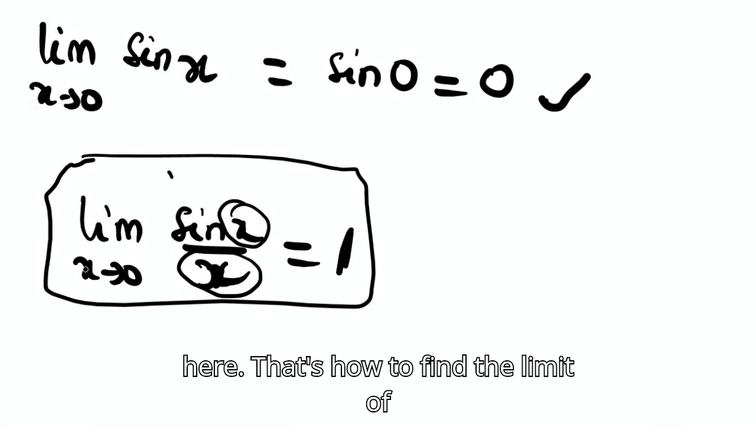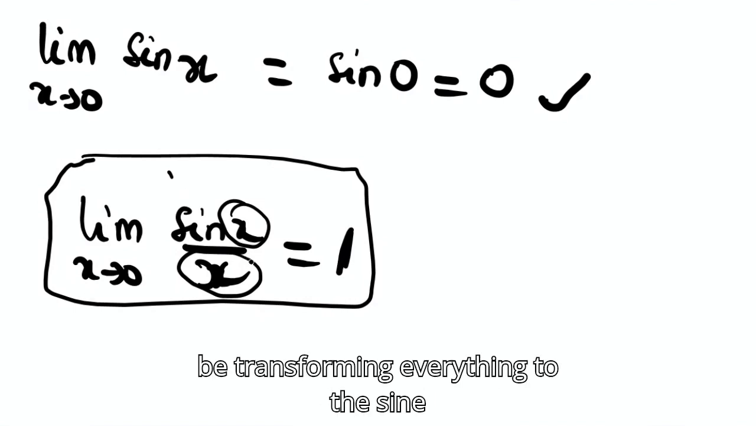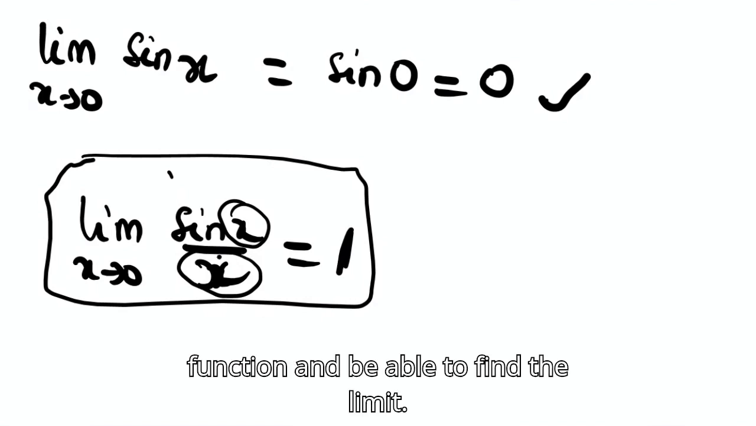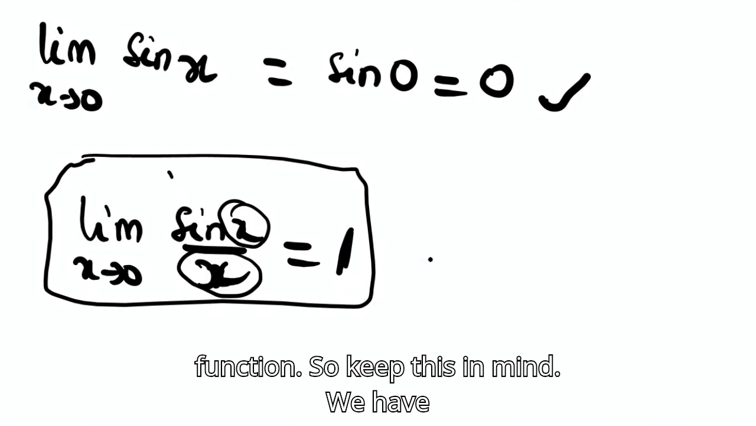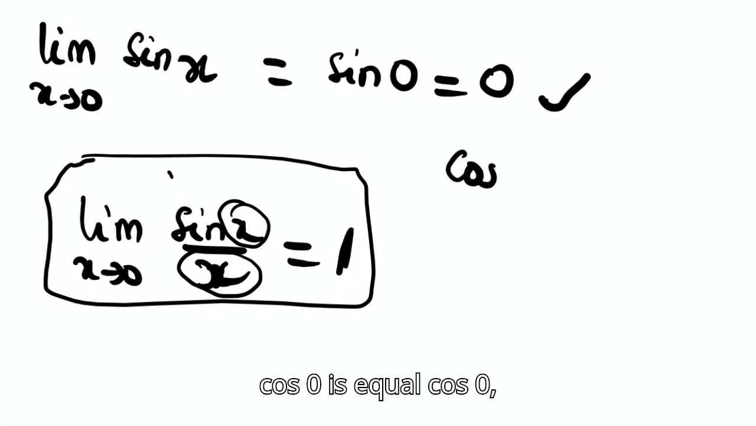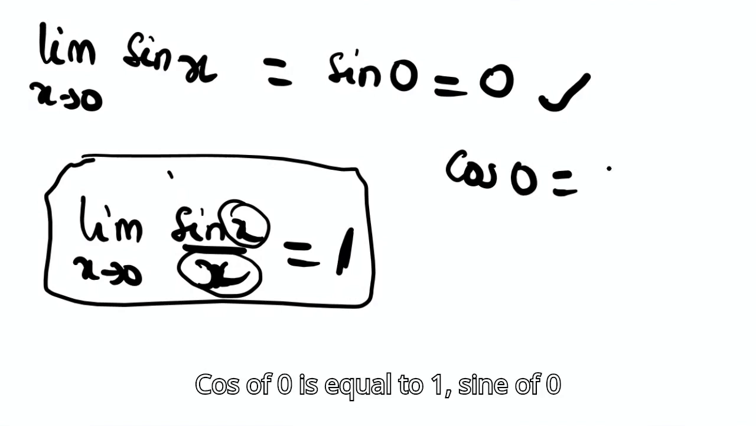That's how to find the limit of trigonometric functions, especially when it comes to the sine function. Mostly the focus will be transforming everything to the sine function and being able to find the limit. So we are going to use this sinc function. Keep this in mind. We have cos of 0, not cos of theta, which is equal to 1.